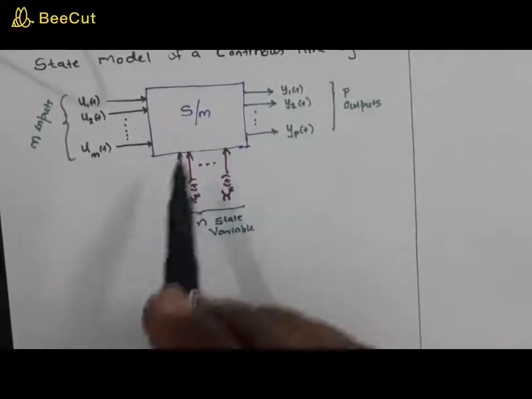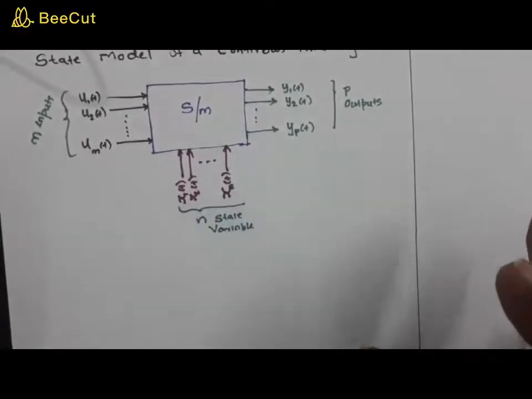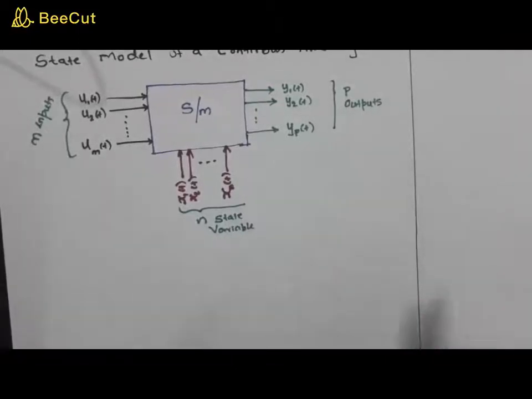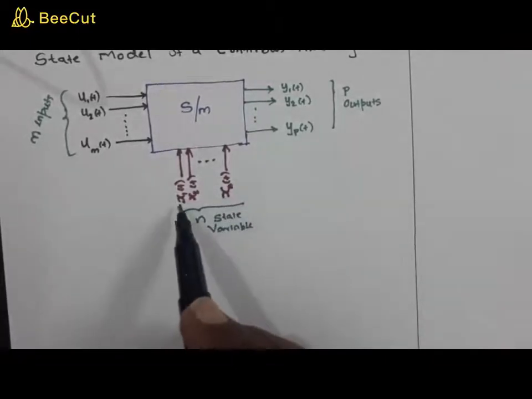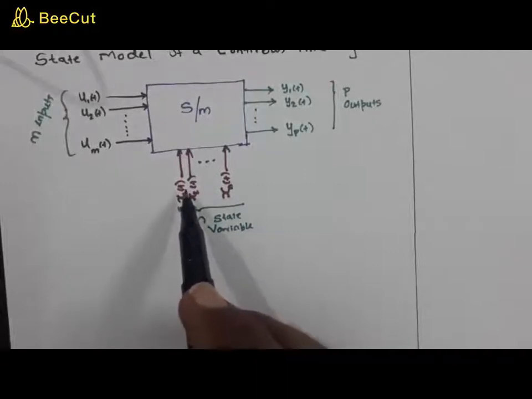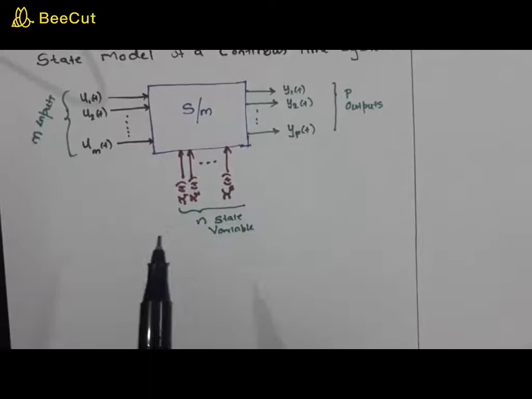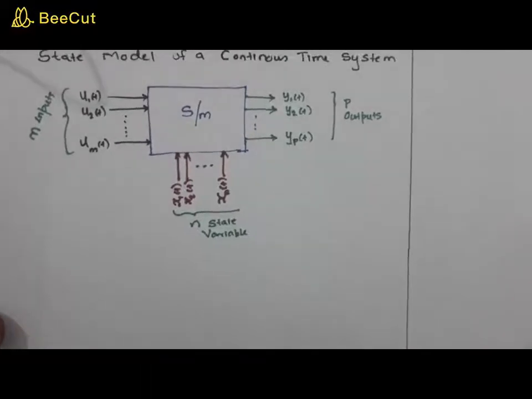Now the number of state variables actually depends on the system, so that you will understand later. Since there are n state variables, the variables are defined as x1 of t, x2 of t up to xn of t.